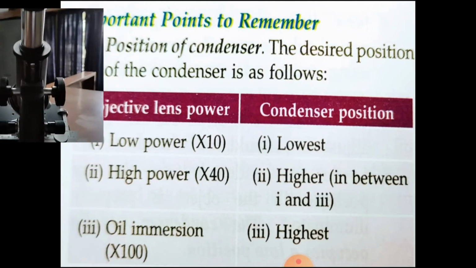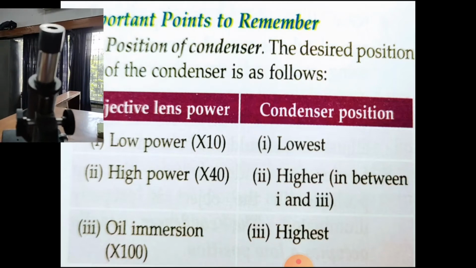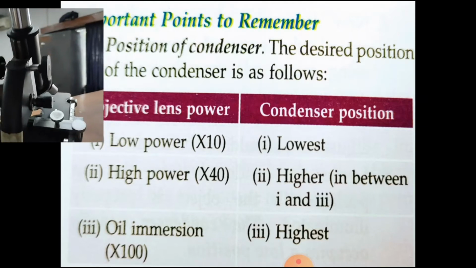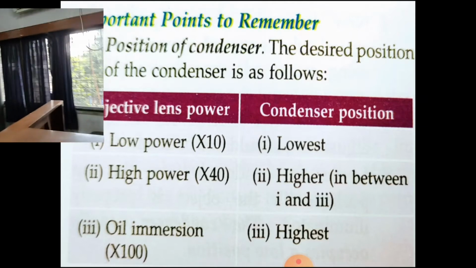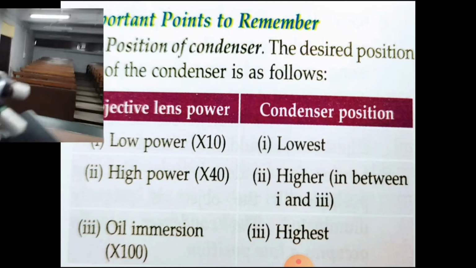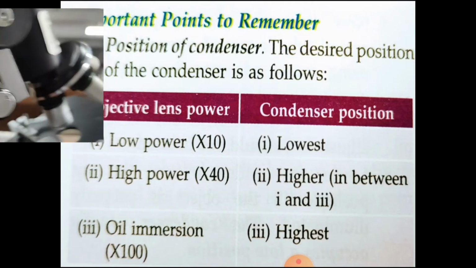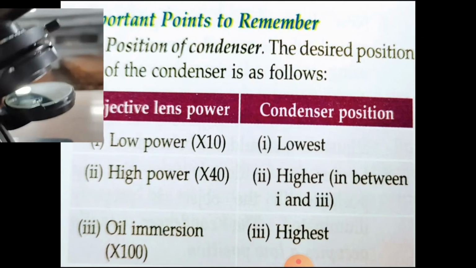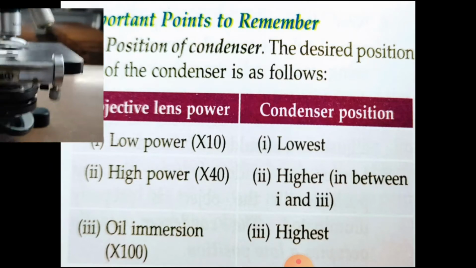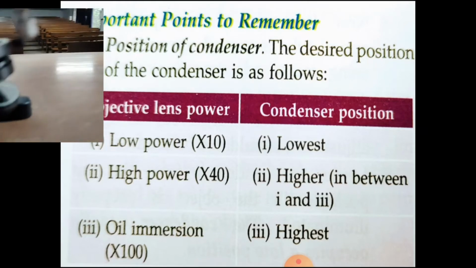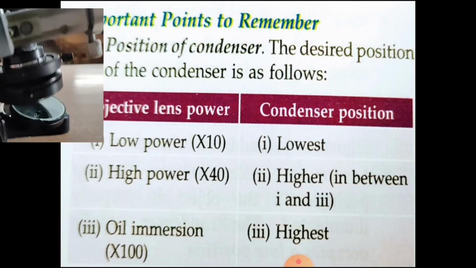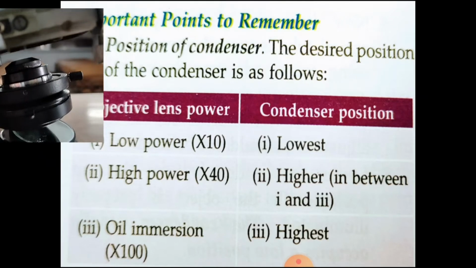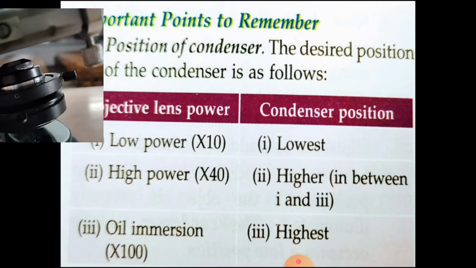Some important points. When we use the low power objective lens, the position of the condenser is in the lowest position. This one is the lowest position, this one is the highest position, and so the position of the condenser is in the lowest position.